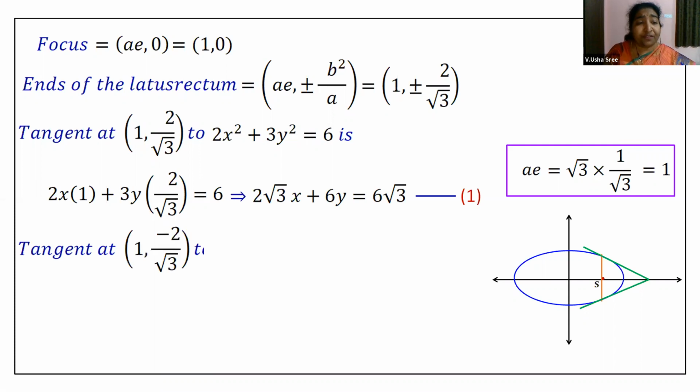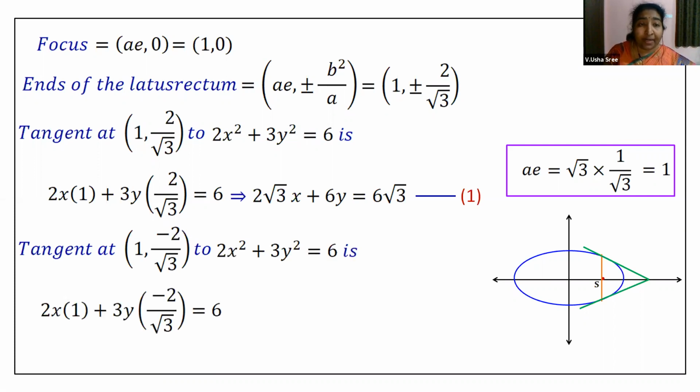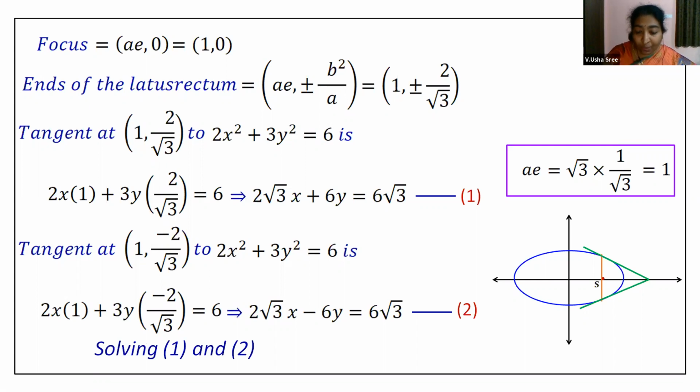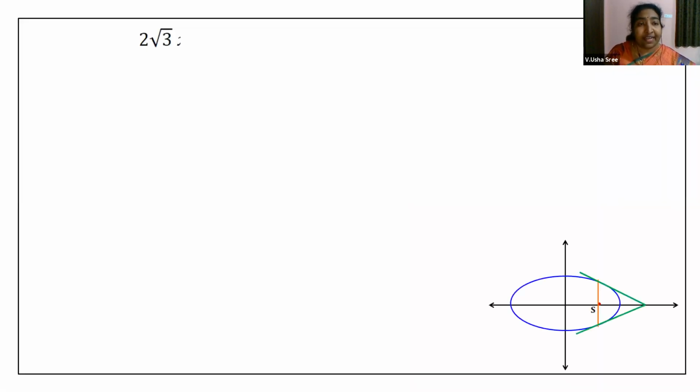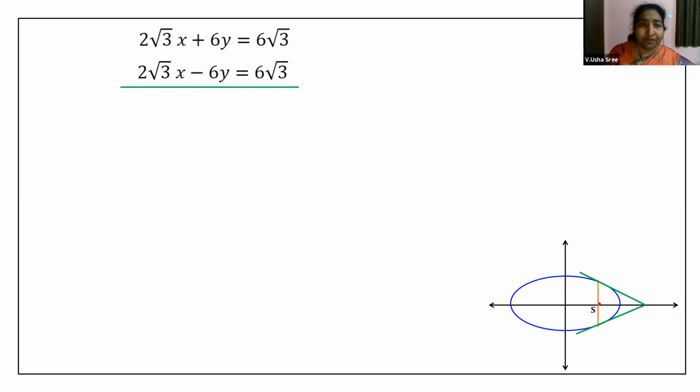Then the equation of the tangent at (1, minus 2 by root 3) to the given ellipse will be 2x into 1 plus 3y into minus 2 by root 3 is equal to 6. This implies 2 root 3x minus 6y is equal to 6 root 3. We will call it equation number 2. Then we will solve equation 1 and 2. First, we will take equation 1 and equation 2.